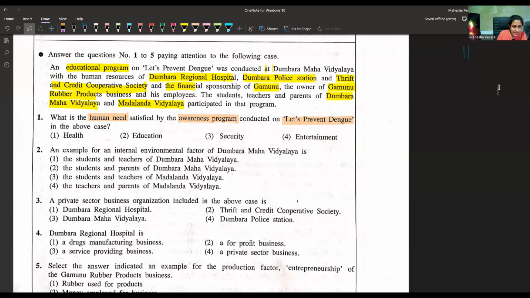Human needs satisfied by an awareness program. Now what an awareness program does is providing awareness. That means education. Yes, Buddhija, Sayoni, education is the answer. If you don't believe me, I'll show you the marking scheme later. Let's open this for me. Hold on.